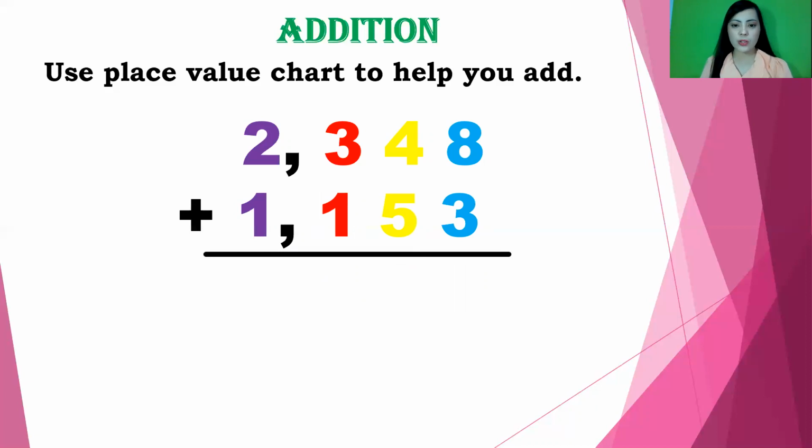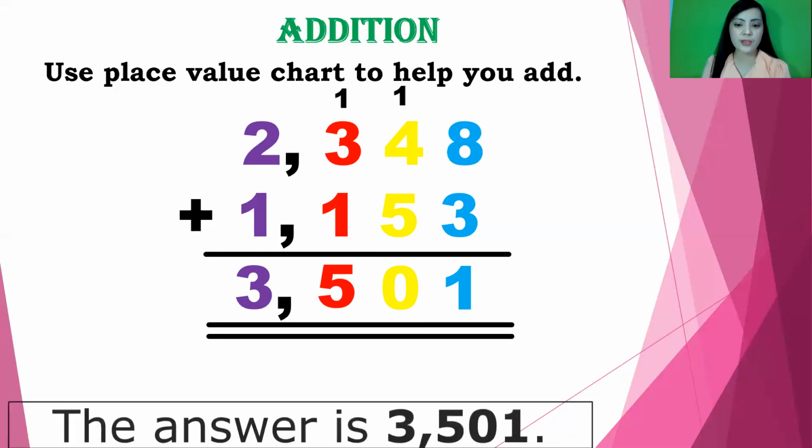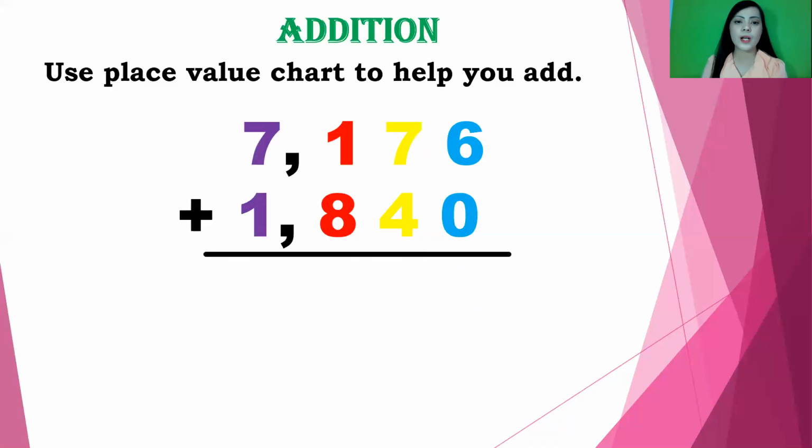2,348 plus 1,153. 8 plus 3 is equal to 11. Carry 1 to the tens place, then that is 5 plus 4 equal to 9 plus 1 is equal to 10. So carry 1 to the hundreds place. 3 plus 1 is equal to 4 plus 1 is equal to 5. So next is 2 plus 1 is equal to 3. So the answer is 3,501.